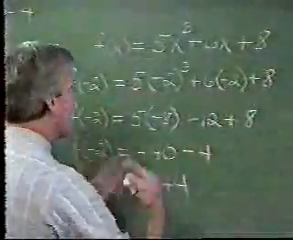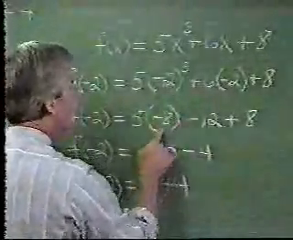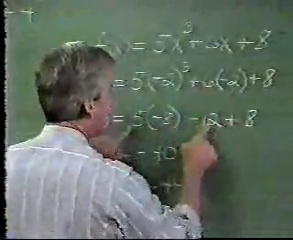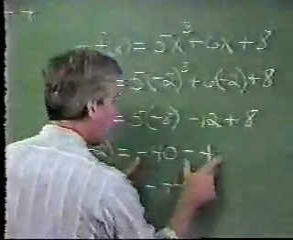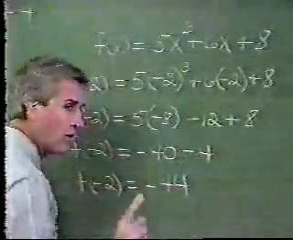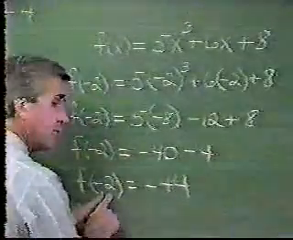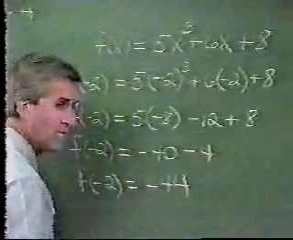We perform indicated operations. Negative 2 cubed is negative 8. 6 times negative 2, negative 12. 5 times negative 8, negative 40. Collecting here, we get negative 4. Together, we get negative 44. Notice that f of negative 2 is negative 44.